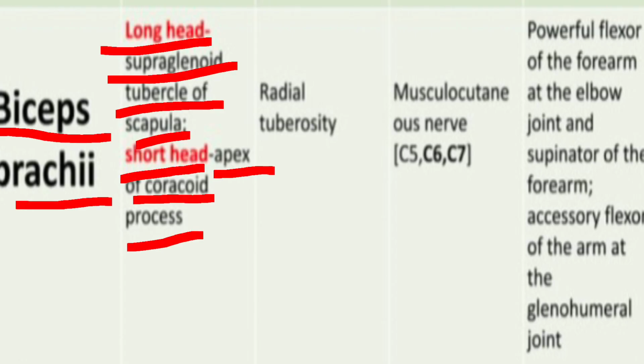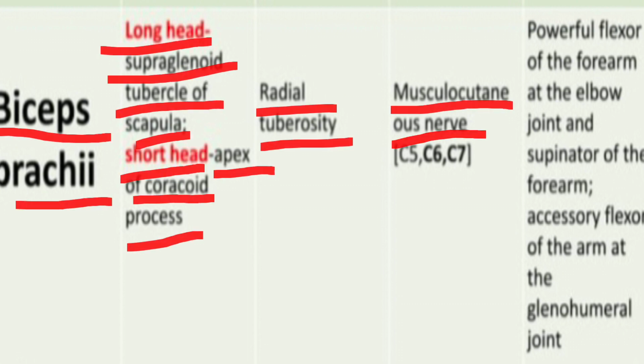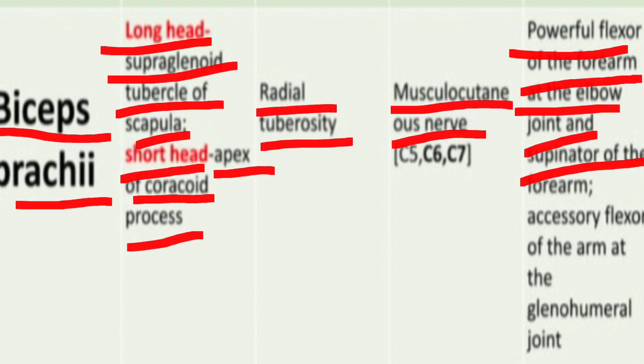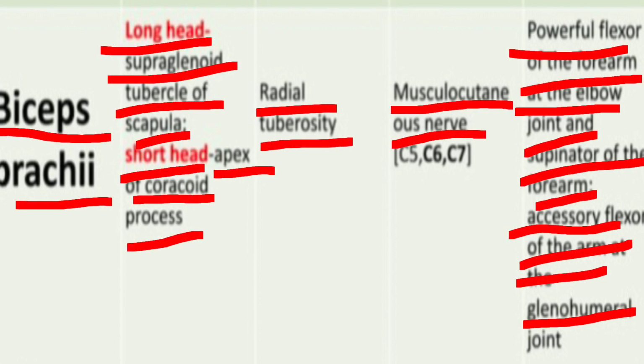It is innervated by the musculocutaneous nerve and it acts as a powerful flexor of the forearm at the elbow joint and supinator of the forearm, and an accessory flexor of the arm at the glenohumeral joint.